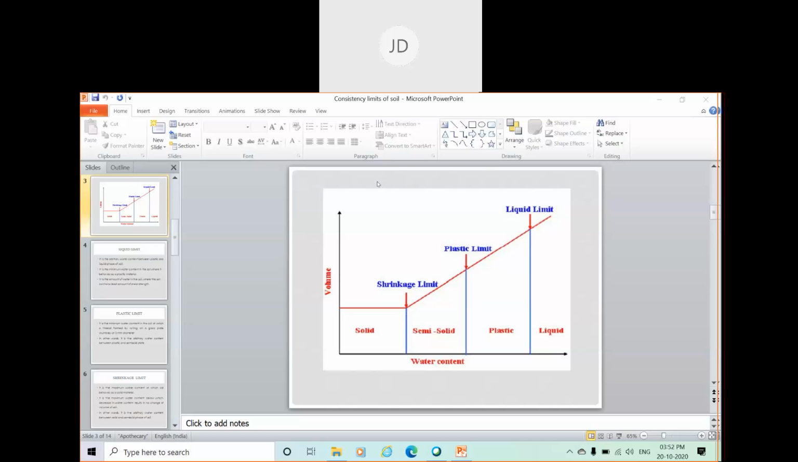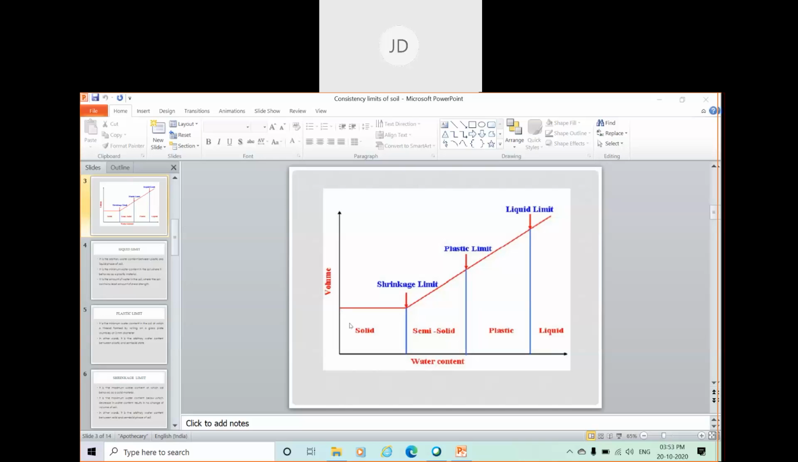You can also say like that. Suppose you have taken a dry soil mass. At this point the water content is zero, which means your soil is dry soil. A dry soil must have some volume. Suppose it has this much volume, and the voids are filled with air only, because there is no water.